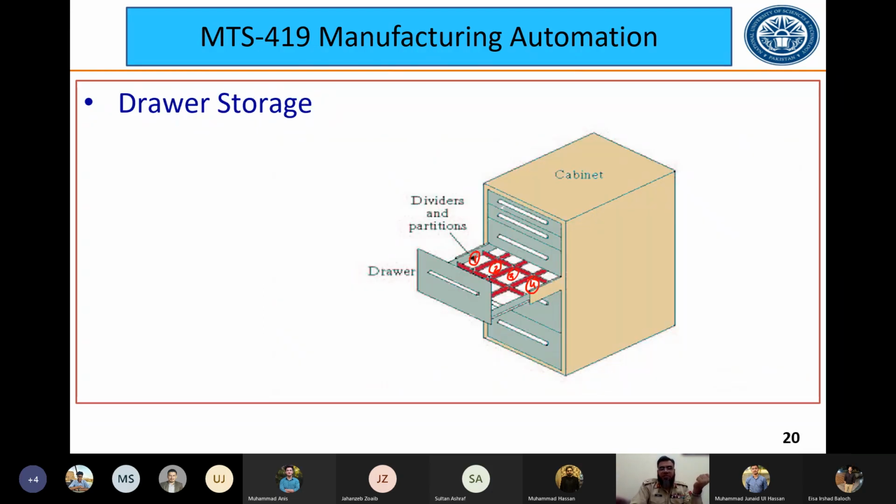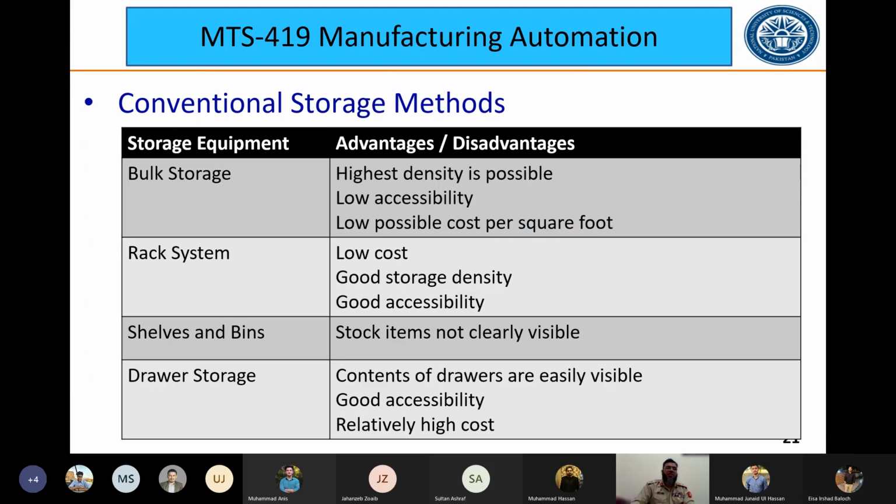And this is the drawer storage. So you need to divide your drawer into partitions, and you can put item number 1, 2, 3, 4 in the dedicated compartment. So this is the drawer storage. So ये conventional storage के कुछ आपको यहाँ पे मैंने दिखाए.